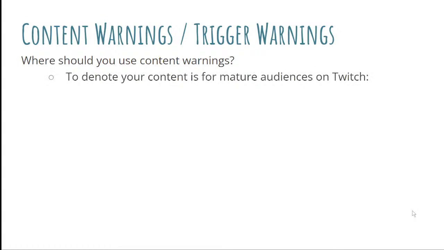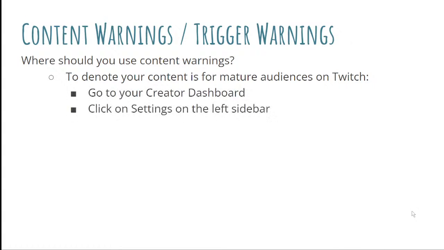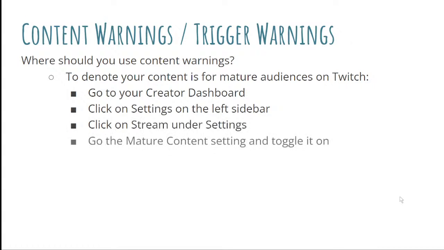To denote that your content is for mature audiences on Twitch, you can go to your creator dashboard, click on Settings on the left sidebar, click on Stream under Settings, and then go to the Mature Content setting and toggle it on. This will toggle it on for all of your streams.